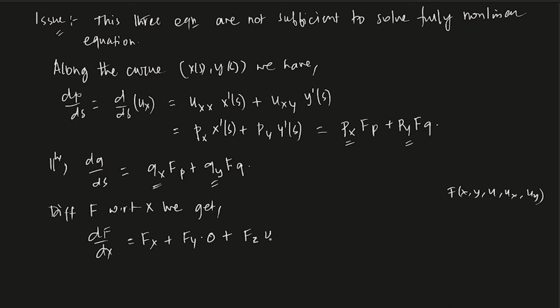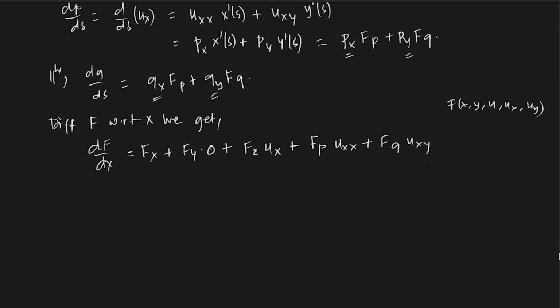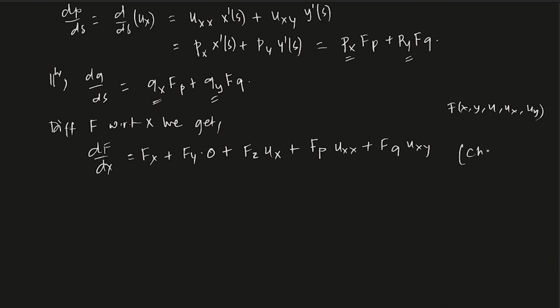So it is u_x plus f of u_x, right? So f with respect to u_x is p, so it is f_p, and u_x with respect to x is u_xx, and this is f_q u_xy, right? Okay, so this is just the chain rule. So this is the chain rule again.